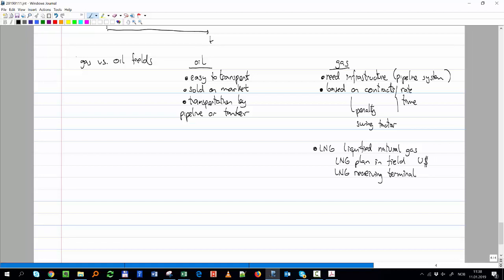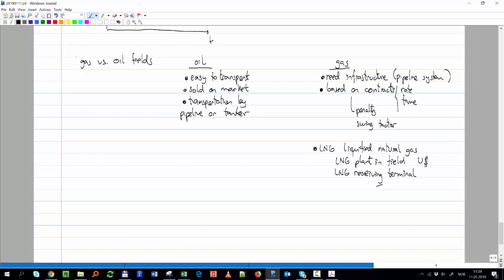It's true that I have more flexibility, but I only have a few terminals where I can send that. And that's the case of the field we're going to study today, this Snow White. They have customers in Spain, so they made their own LNG plant in Hammerfest, in North Norway. And they are sending to customers in Spain that have an LNG terminal that can receive that gas and vaporize it and send it through the pipeline.